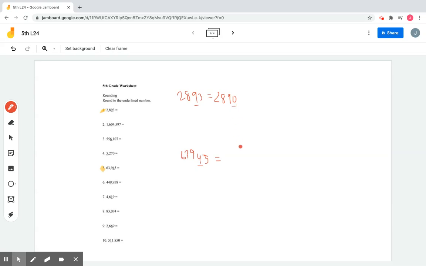Okay, let's do one more example. 63,945, and 4 is underlined right now. So we're going to look at 5 here. And we have 5, and 5 or more is rounding up. So we're going to round it up. So 5 will be 0 and 4 will be 5. So it will be 63,950 because we round it up.